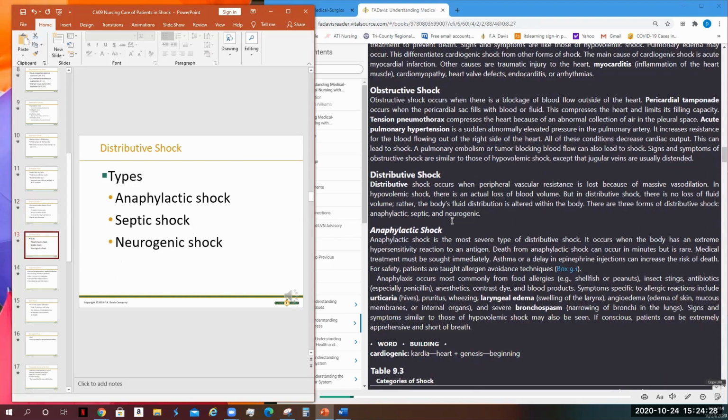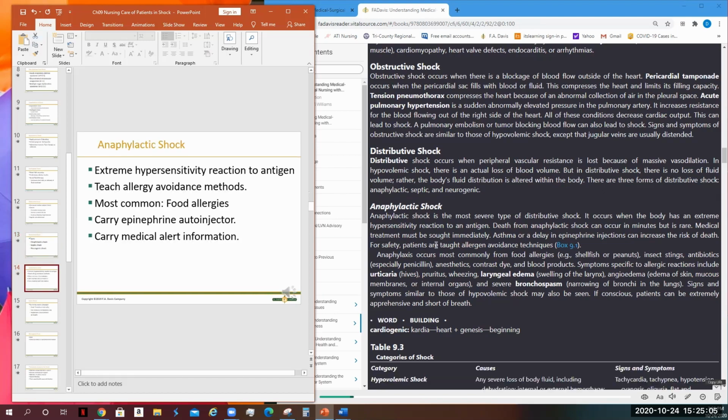Distributive shock occurs when peripheral vascular resistance is lost because of massive vasodilation. In hypovolemic shock, there is an actual loss of blood volume. But in distributive shock, there is no loss of fluid volume. Rather, the body's fluid distribution is altered within the body. There are three forms of distributive shock: anaphylactic, septic, and neurogenic.